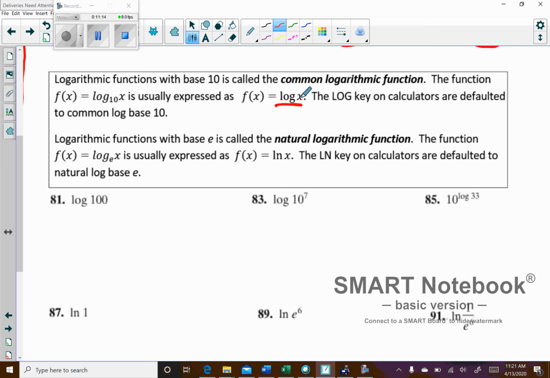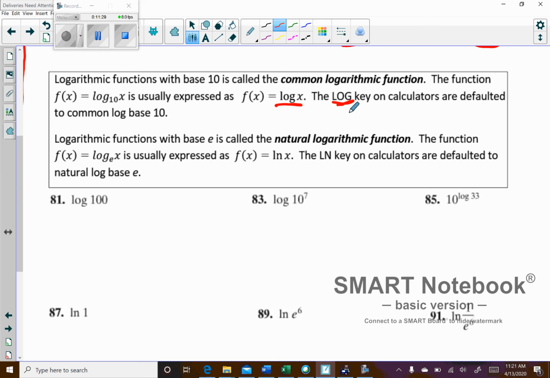So calculators are going to have a log key, LOG. I'm going to be using my virtual graphing calculator, but a scientific calculator is perfect. Even your phone's probably fine. Your phone calculator will probably be just fine.